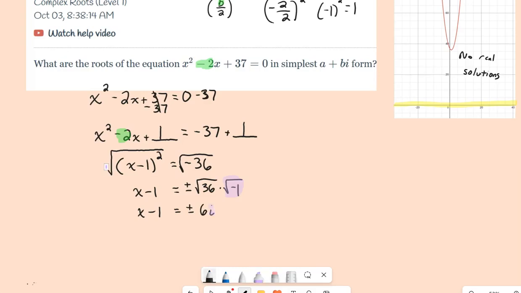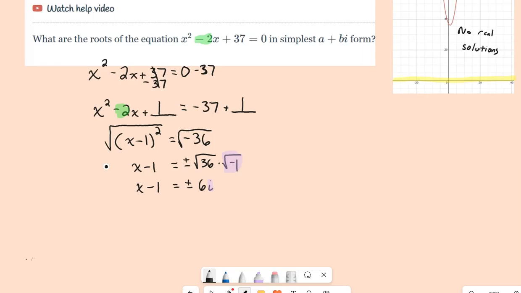Alright, so close now. We just need to get x by itself, so we're going to add 1 to both sides, and we're going to have x equals positive 1 plus or minus 6i. Those are our two solutions. The two solutions are 1 plus 6i and 1 minus 6i. But you can just write it like this. This would be fine.